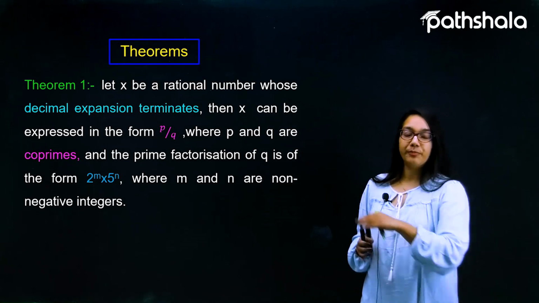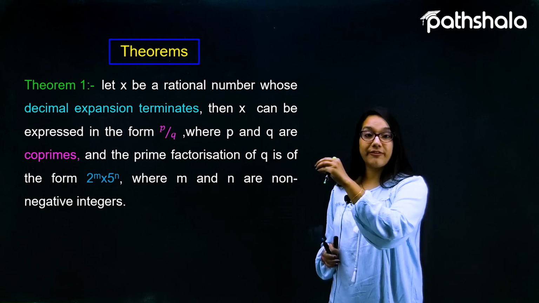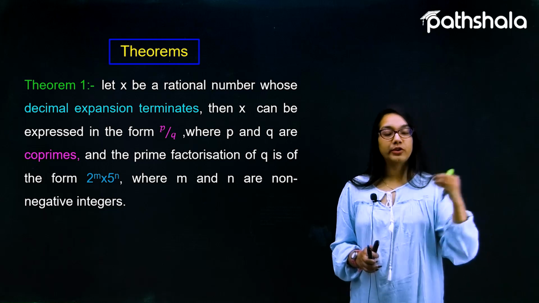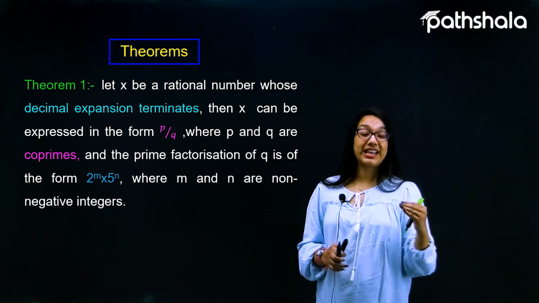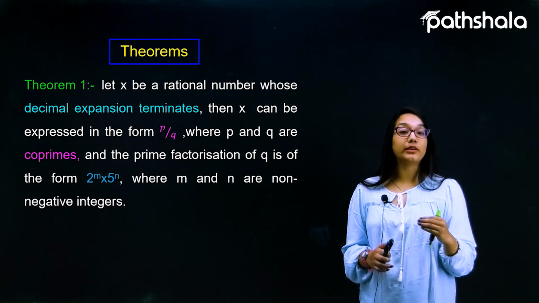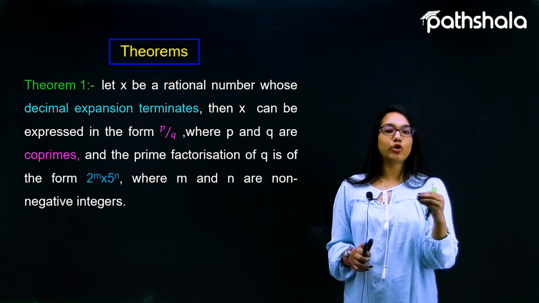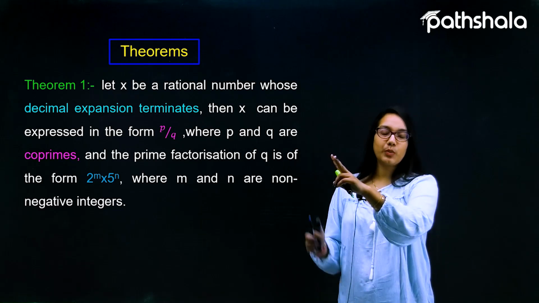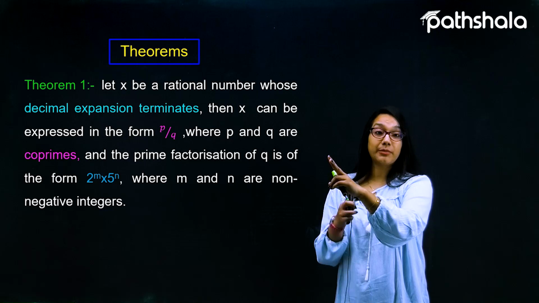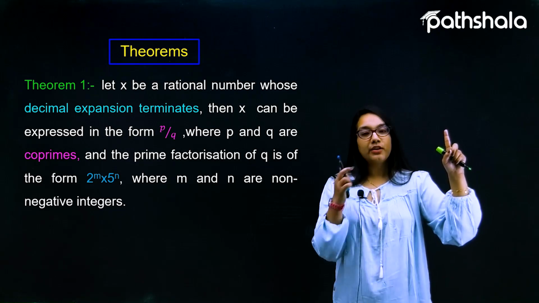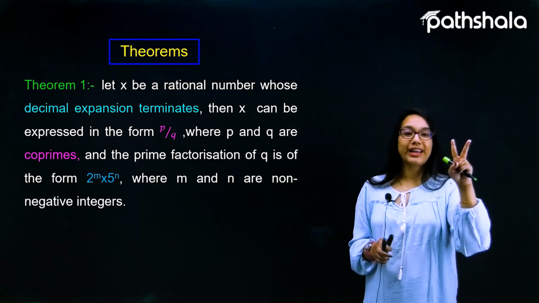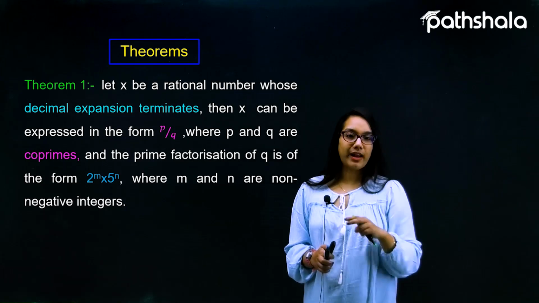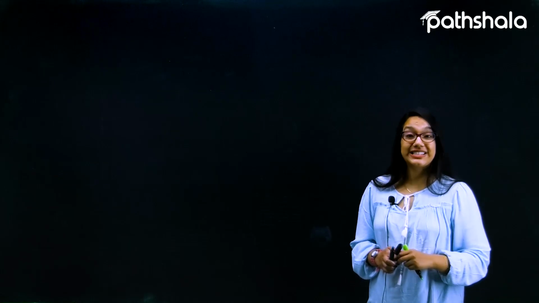So with the help of this theorem, we can conclude whether a rational number is terminating or non-terminating. I hope this theorem will help us solve questions of the type P by Q, where we have to find out, without actual division, whether the rational numbers are terminating or non-terminating. So there are two conditions for calling any rational number a terminating one. First, P and Q should be co-primes, and second, the denominator is of the form 2 raised to the power m into 5 raised to the power n. Now let's move on toward the second important theorem.